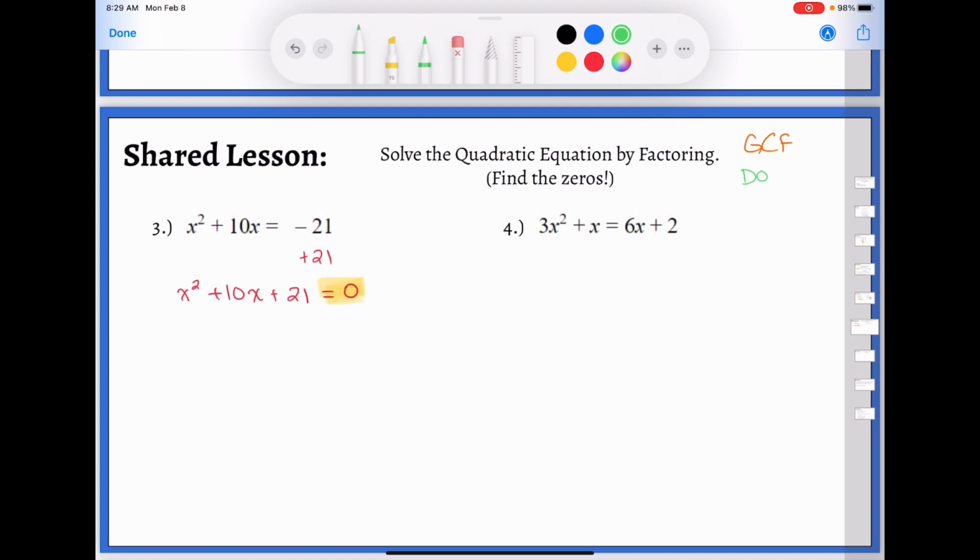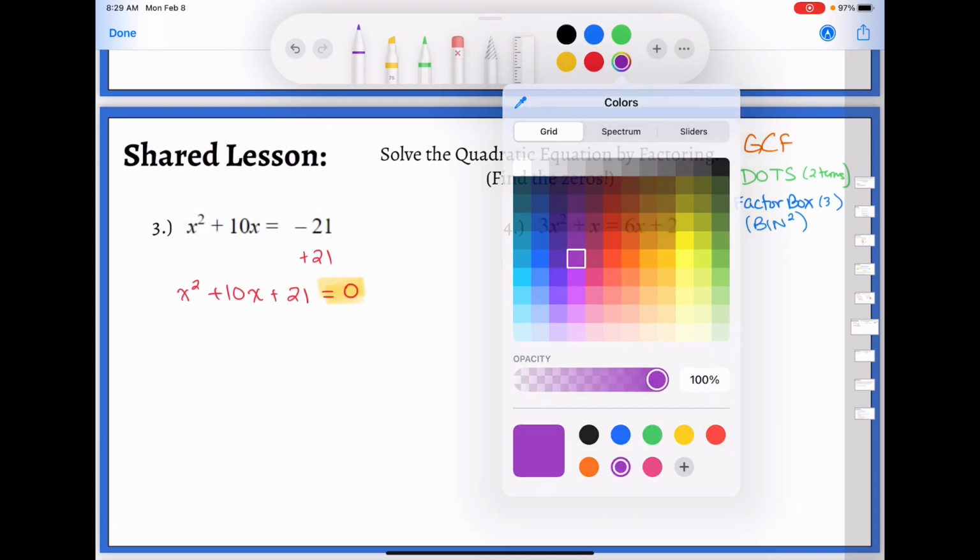I could use dots. Remember, this was for 2 terms only. It's not 2 terms, it's 3 terms. Okay, then I could use factor box or guess and check or whatever you guys use. You don't have to use a factor box, but whatever method, that's the trinomial, right? That's the 3 terms. Okay. We have that binomial squared shortcut as well, if you see it. Or we have grouping if it's 4 terms.